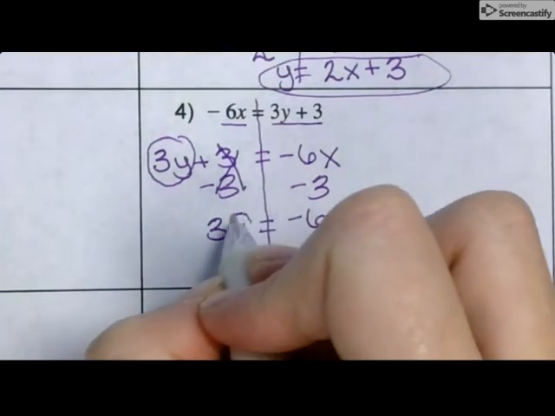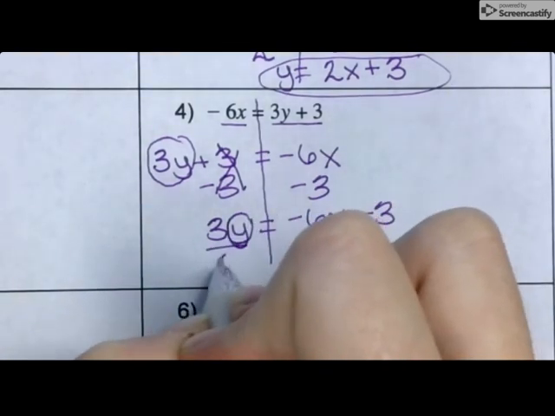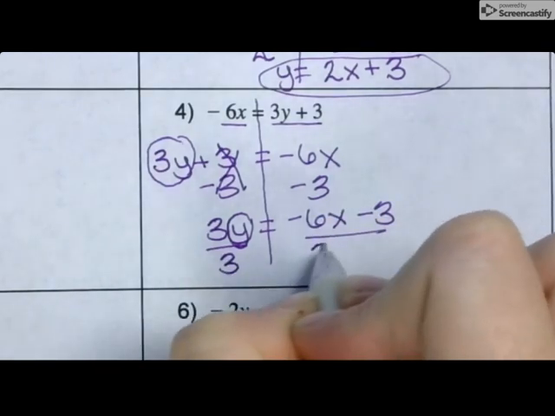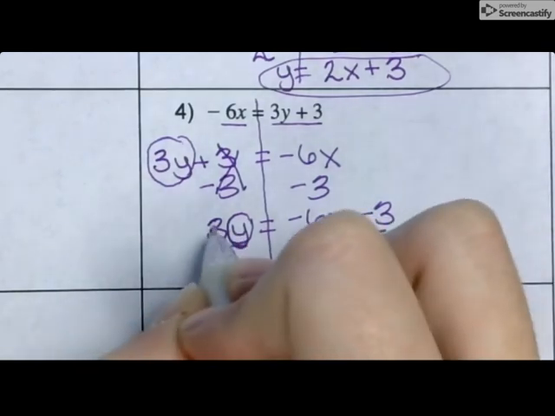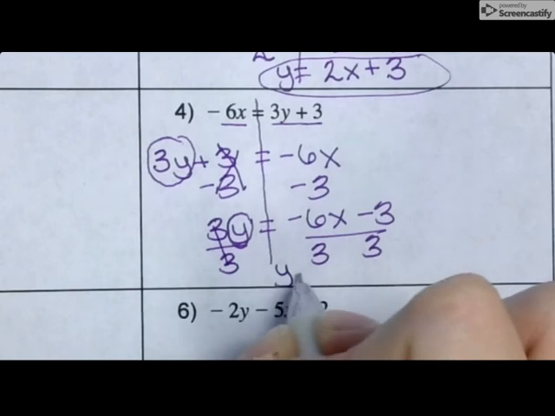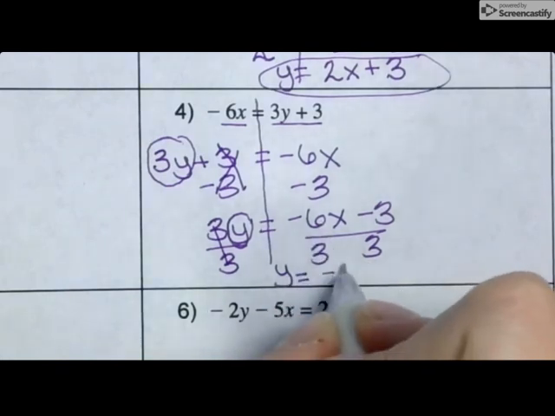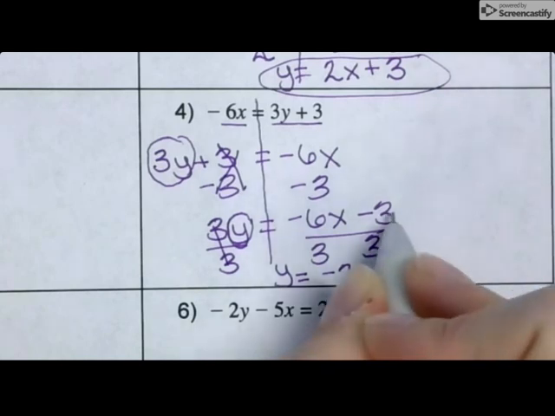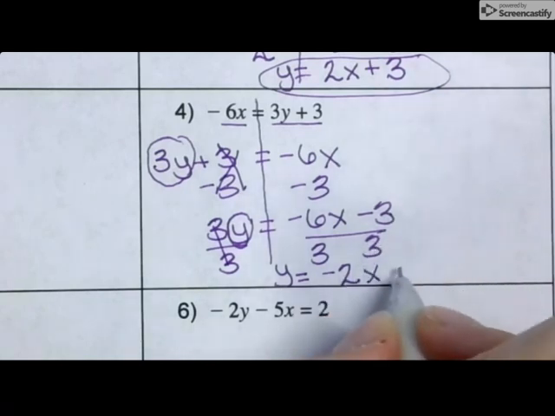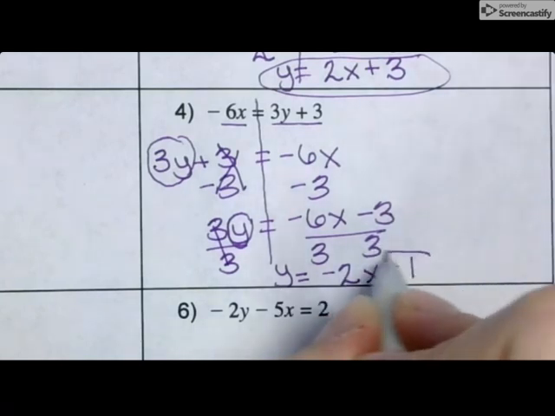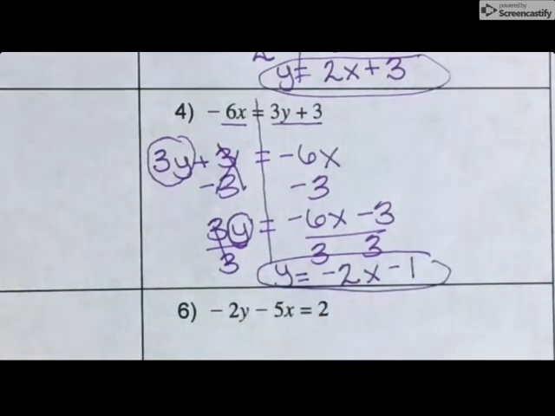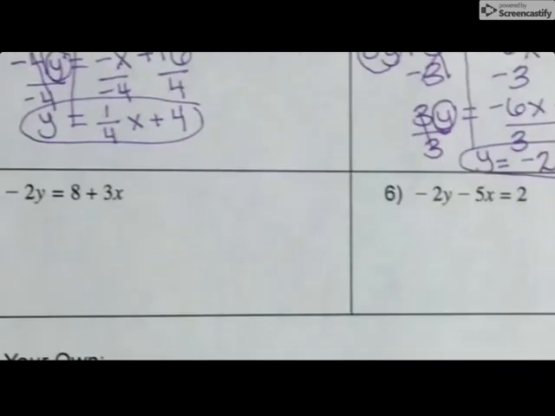In order to get y alone, I need to divide by 3 on every single term. That gives me y equals negative 6 divided by positive 3 is negative 2x. Negative 3 divided by positive 3 is negative 1. So that would be our final answer. Okay?